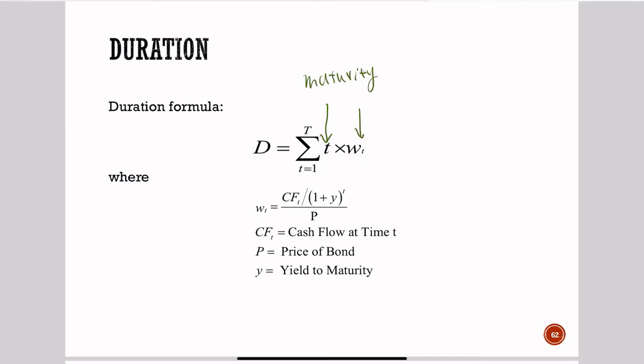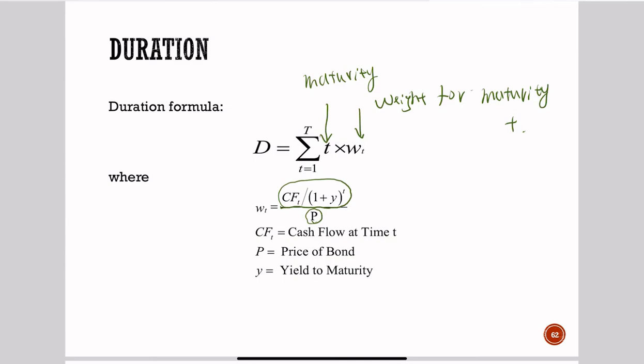This WT refers to weight, right? Weight for cash flow at maturity T. Now, how do you calculate the weight? Weight is calculated by the present value of the cash flow at maturity T divided by bond price P, right?